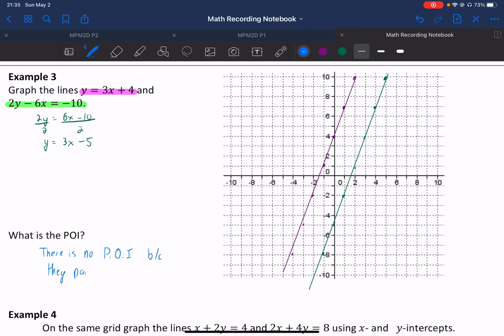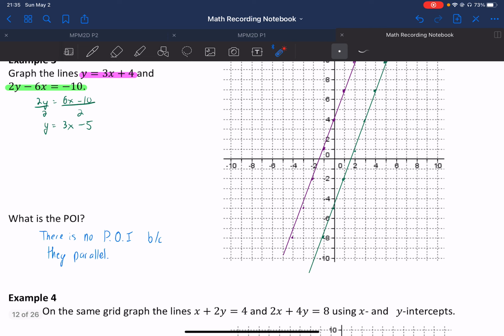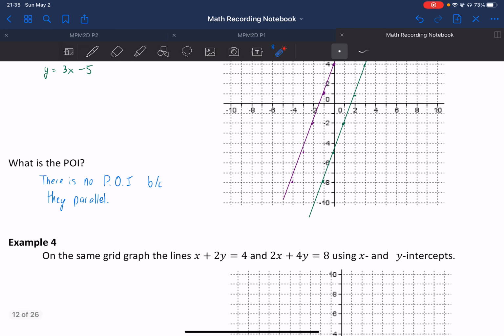Again, we can recognize parallel lines by the fact that they have the same slope. And we didn't notice this because one was in y-intercept form and the other one was in standard form. It wasn't obvious to us that they were the same slope. So let's try another guy.